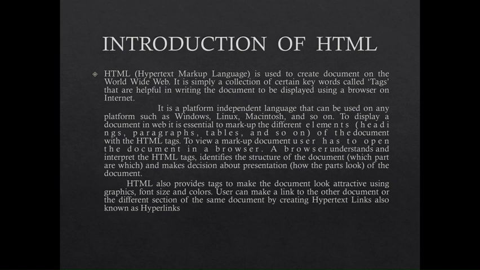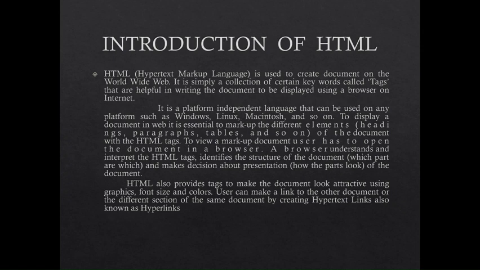It is simply a collection of certain keywords called tags that are helpful in writing the document to be displayed using a browser on the internet. It is a platform independent language that can be used on any platform such as Windows, Linux, Macintosh and so on to display tags, paragraphs, tables and so on of the document with the HTML tags. HTML also provides tags to make the document look attractive using graphics, font size, and colors. Users can make a link to other documents or a different section of the same document by creating hypertext links, also known as hypertext links.